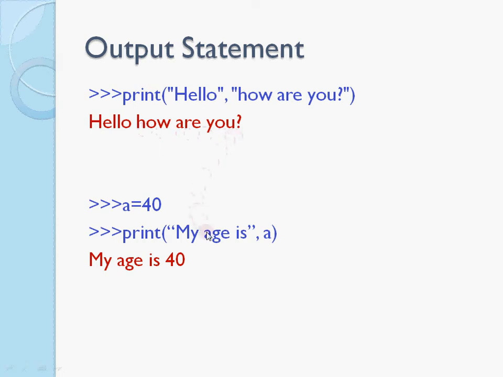Here is an example where we use both a string and an integer. A is assigned a value 40. 40 is an integer data type, so A is of type int. Now we are just saying print a string object, my age is. Next, an integer object which is A, that is it takes the value 40. So what gets printed? The string gets printed as such. Since A is a variable, the value of the variable is substituted here. So the output will be my age is 40.